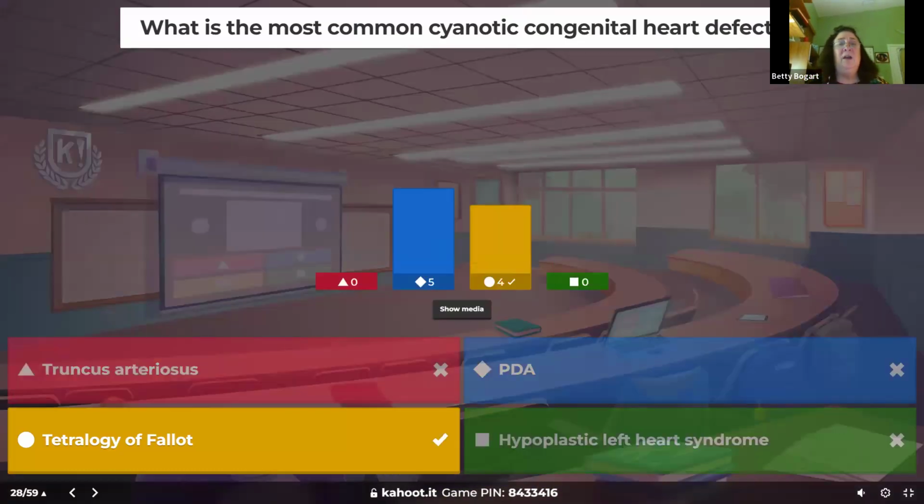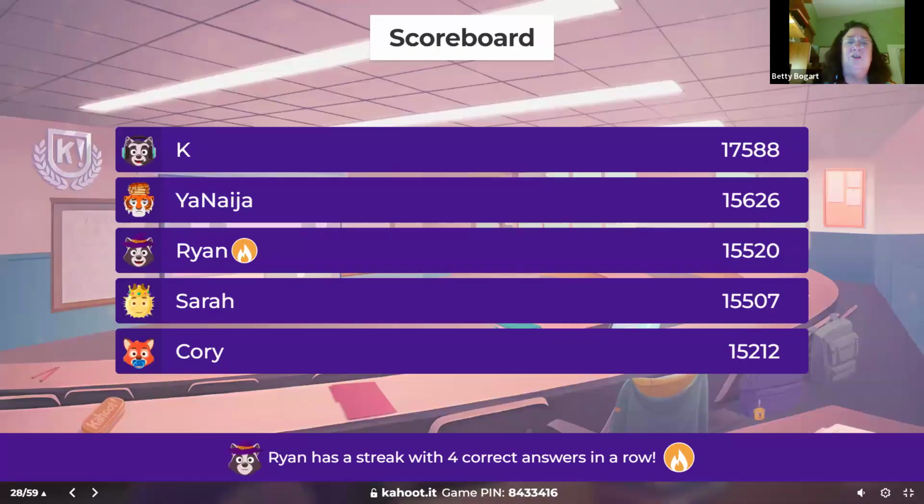And that's your tetralogy of Fallot. PDA gives oxygen to the body, okay? So tetralogy is when it closes. The most common, I'm telling you, this is the most tested of all of your congenital defects. When you're studying for your NCLEX, studying for your HESI, it'd be one of the things you should look at.